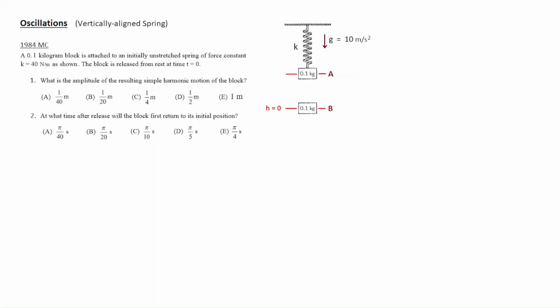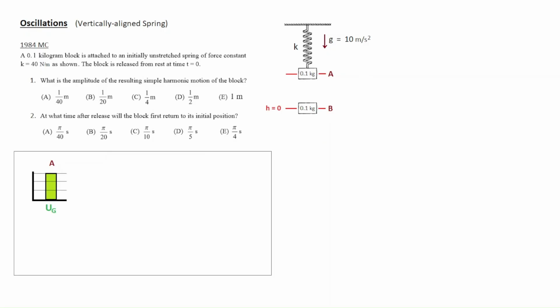First thing I'll do is establish some key moments. Moment A will be when the block is first released, and then moment B will be the lowest part of its oscillation right before it's about to come back up, and I will set moment B as my reference point, or where a height of 0 exists. As I think about attacking energy for this problem, I should establish a system. My system will be the spring, the block, and Earth.